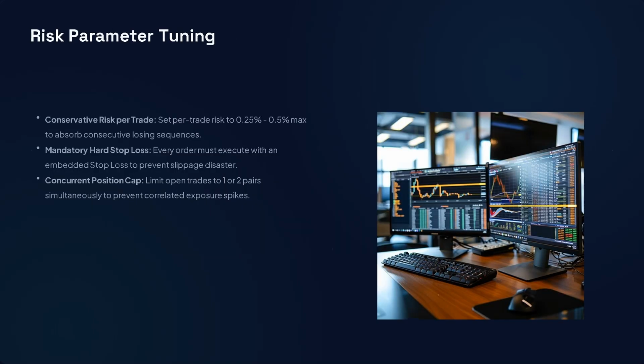Next, consider your risk parameter tuning. Use a conservative risk per trade, ideally between 0.25% and 0.5%. Always use a hard stop loss to manage potential slippage and cap your concurrent positions to avoid correlated risk.